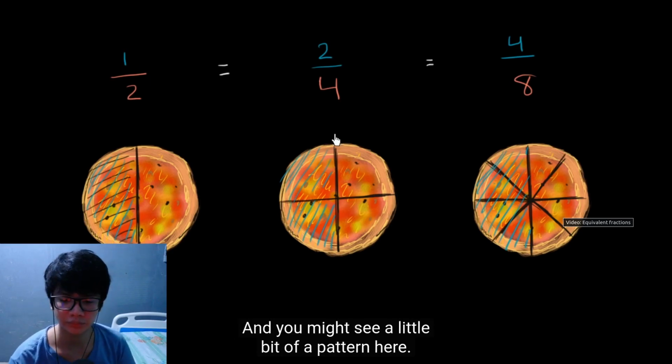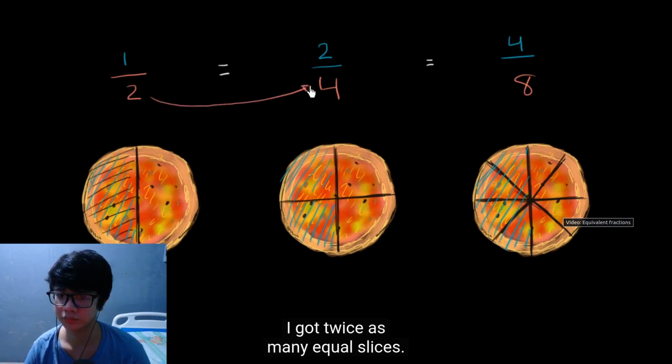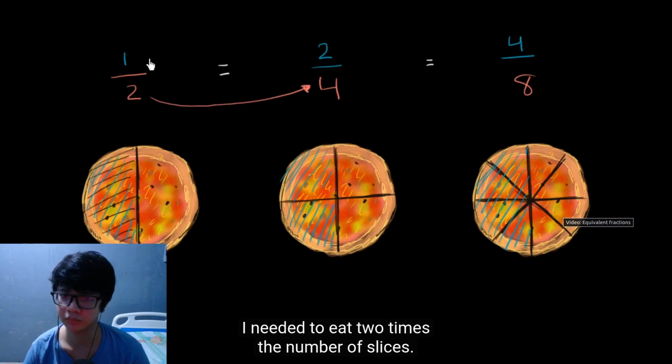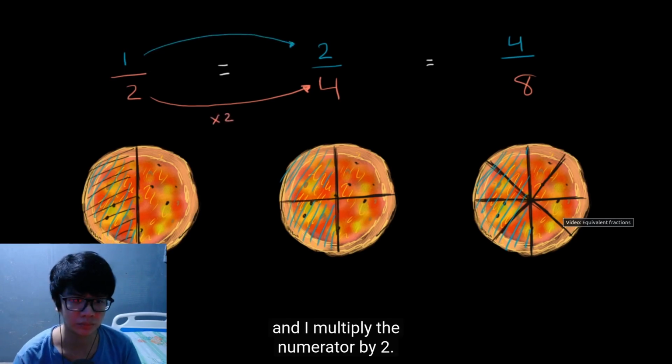And you might see a little bit of a pattern here. Going from this scenario to this scenario, I got twice as many equal slices. Because I had twice as many equal slices, I needed to eat 2 times the number of slices. So I multiplied the denominator by 2, and I multiplied the numerator by 2.